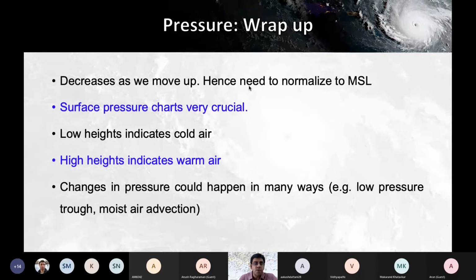normalize it by adding plus rho gh, because plus rho gh is the additional pressure if Bangalore was at sea level. You have to account for that 900 meters difference. If you don't do that, then you will not be able to get the right information about pressure. Okay, sir. So in the apps, they are showing it with respect to mean sea level only.